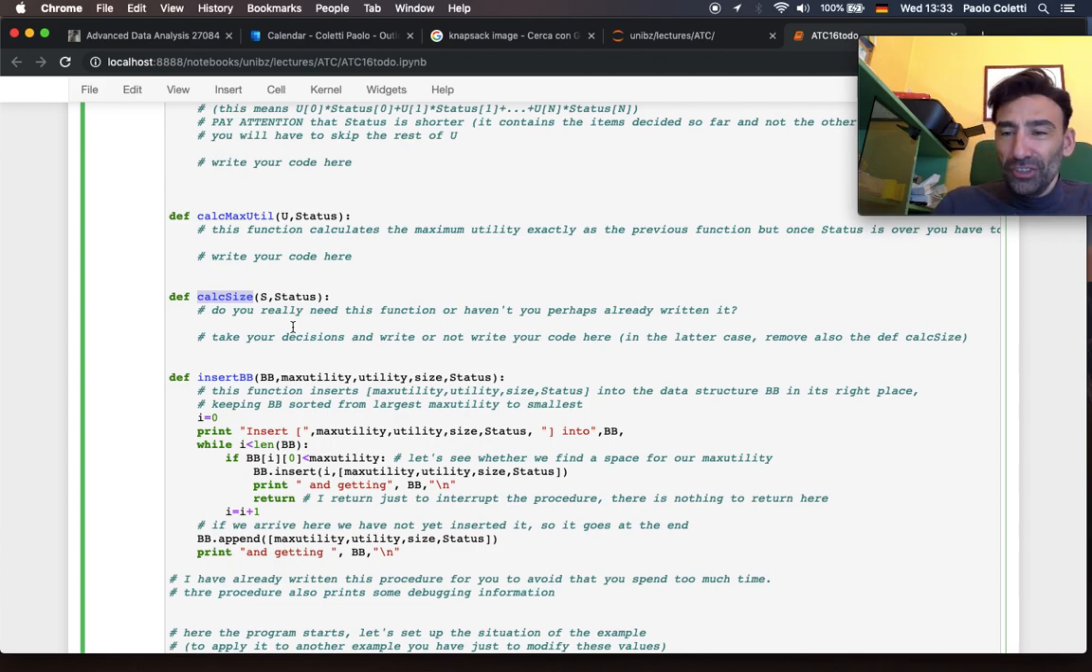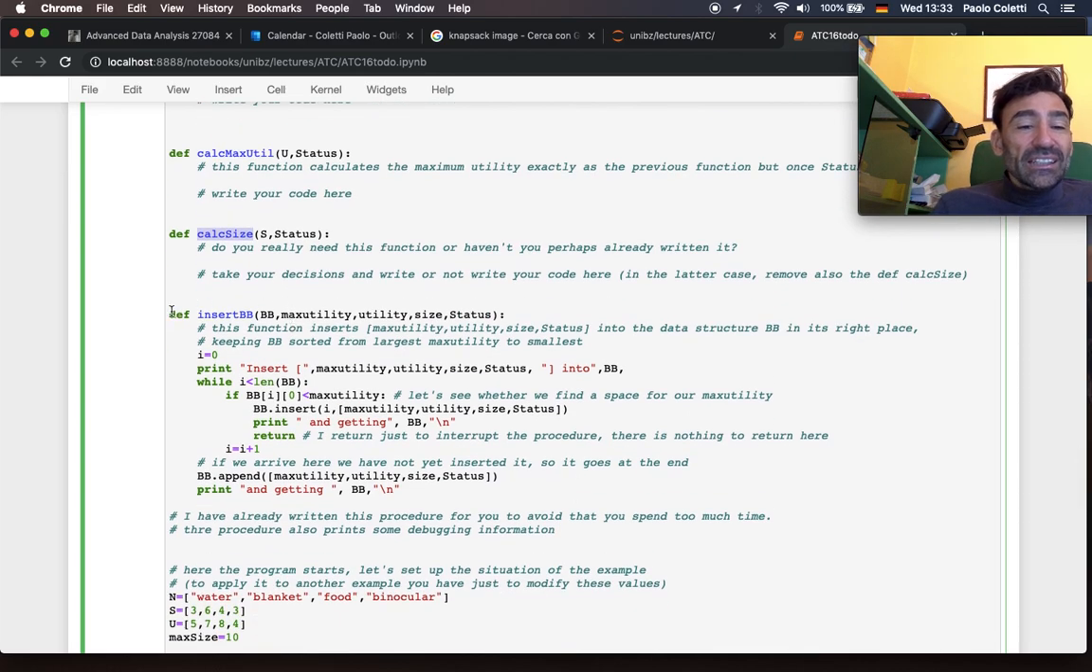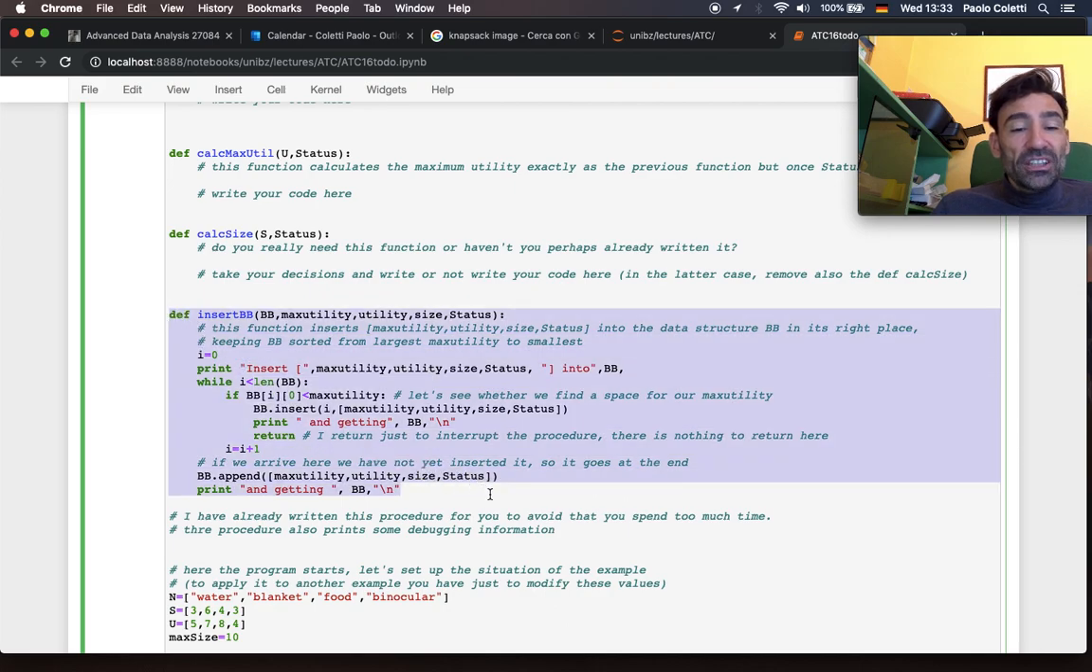However, after having written it, you will realize that you didn't need it. It seems strange, but it happened to me. I wrote it and I said, but this one is identical to another one. Okay. Insert BB. This is a procedure which inserts an element into the BB structure.